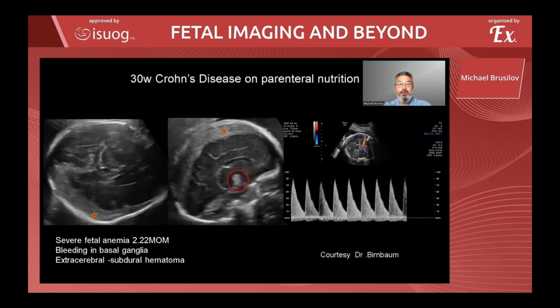You can see here an example of vitamin K deficiency. At 30 weeks of pregnancy, a woman with Crohn's disease was on parenteral nutrition. You can see here the source of the bleeding in the basal ganglia, an extracerebellar subdural hematoma, and severe anemia of the fetus.